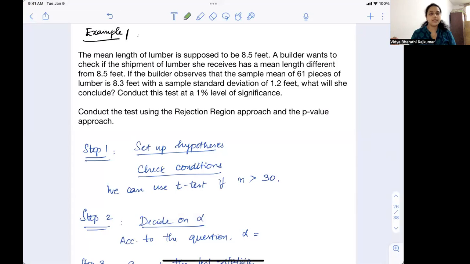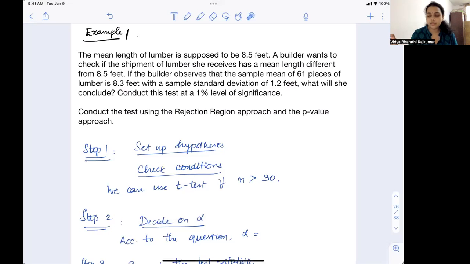So let's read the first question. The mean length of lumber is supposed to be 8.5 feet. A builder wants to check if the shipment of lumber that she receives has a mean length that is different from 8.5 feet. Now, if the builder observes that the sample mean of 61 pieces of lumber is 8.3 with a sample standard deviation of 1.2, what is she going to conclude? Conduct this test at a 1% level of significance. Conduct this using the rejection region approach as well as the p-value approach.